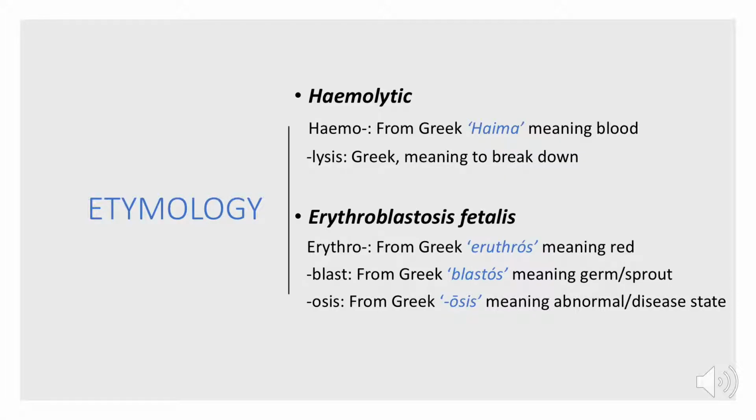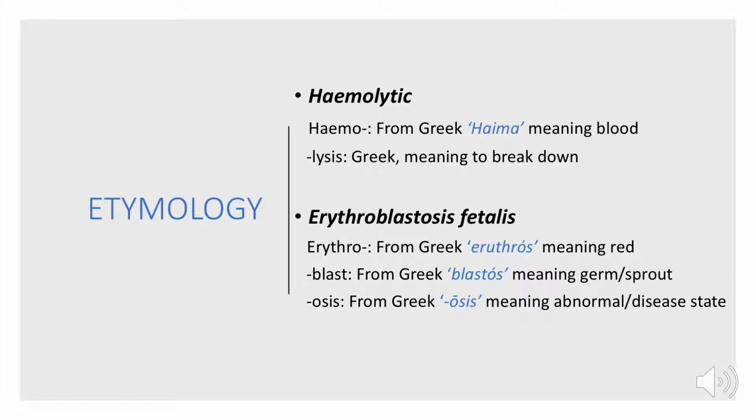So first of all, if we take a look at the etymology, haemolytic can be broken down into two Greek roots. So haemo is coming from the Greek haema, meaning blood, and then lytic is coming from the Greek word lysis, which can mean to loosen or to break down. So in this sense, breaking down of blood or of red blood cells.